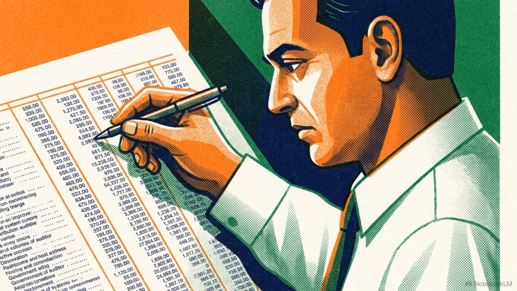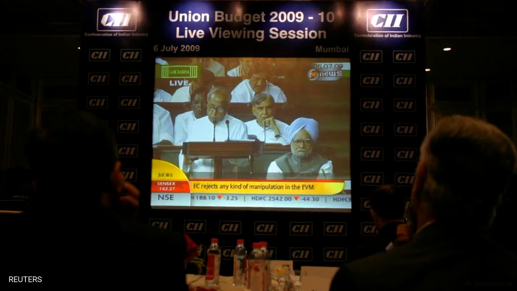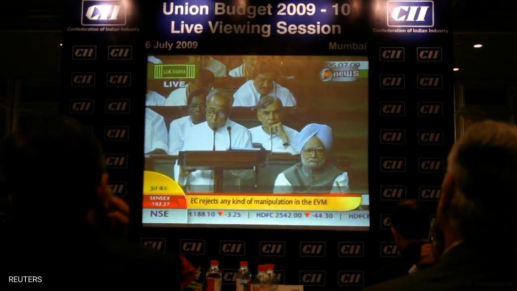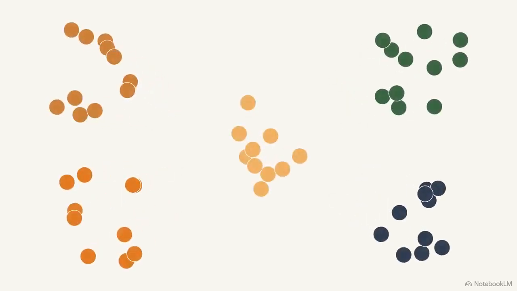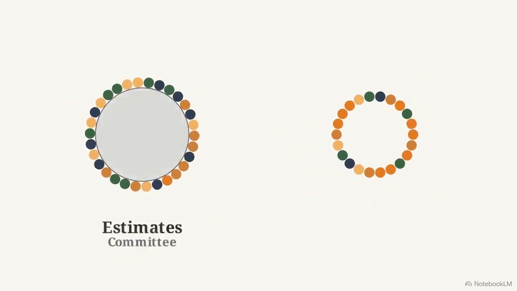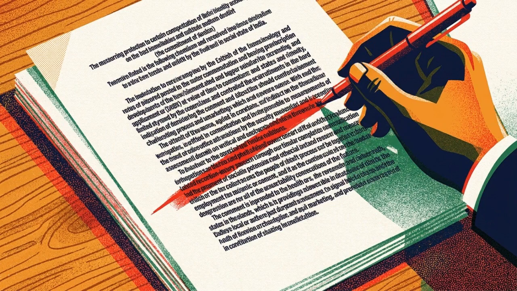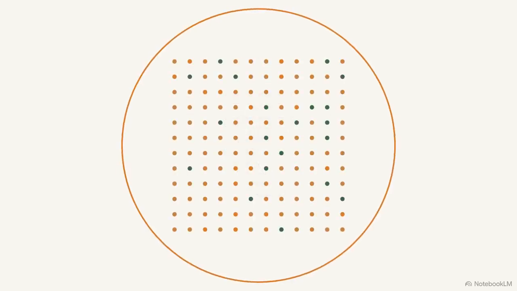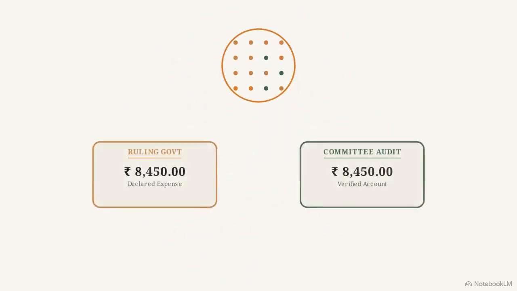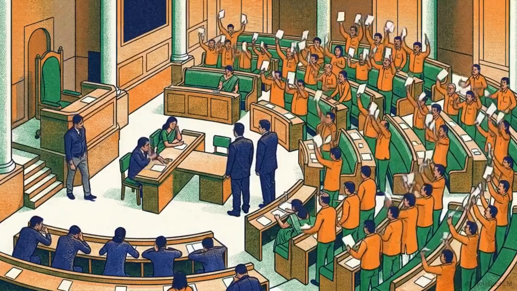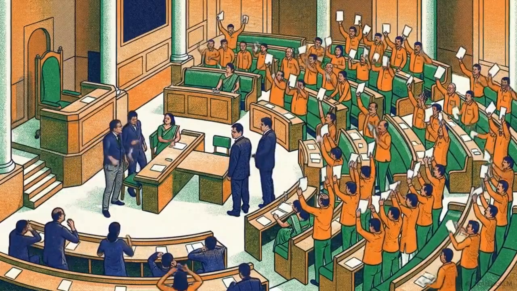While the floor debates get the television coverage, the heaviest lifting happens away from the cameras. Parliament relies on specialized cross-party groups like the Estimates Committee and the Public Accounts Committee. These committees pull apart government policies line by line. They execute microscopic postmortems on how every rupee was actually spent, relying on members from opposing parties to check the ruling government's math.